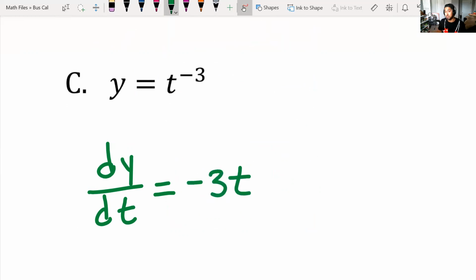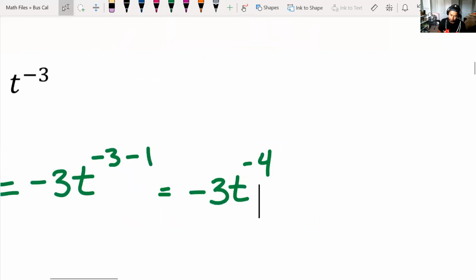And I'll do this one step by step because we have a negative exponent. So you still take 1 away from the power that's there, which means we'll get negative 3t to the negative 4.